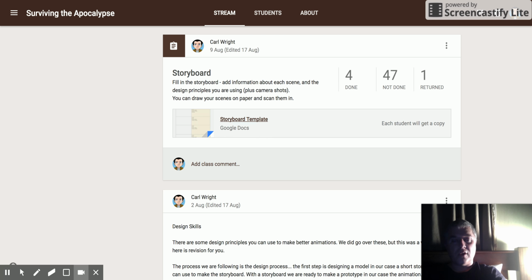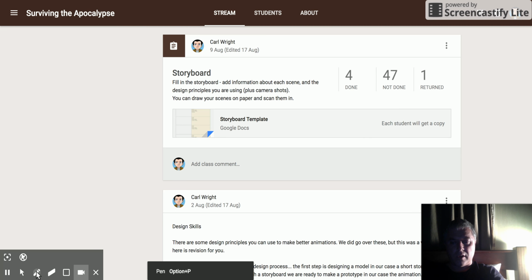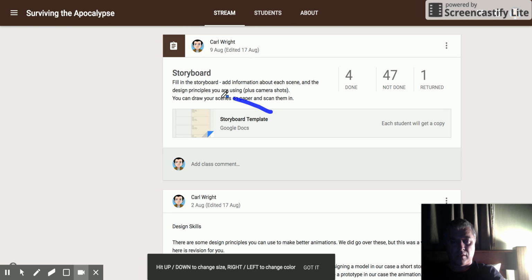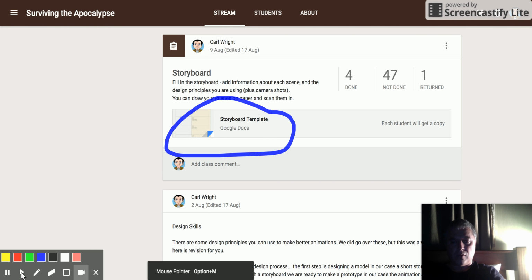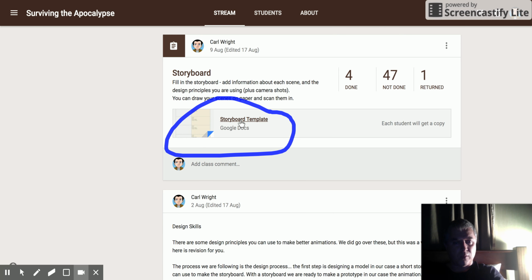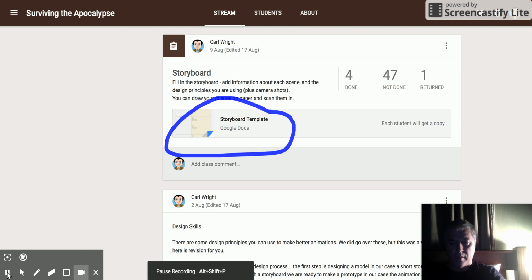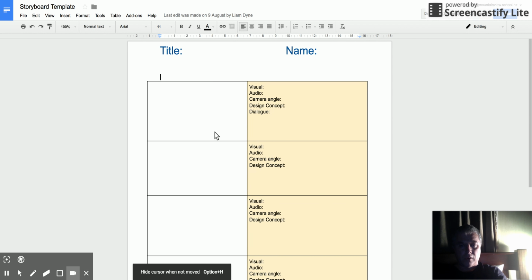Okay, I wanted to go into more depth with storyboarding. So we're going to open up the storyboard template and do some explanations more in depth about the storyboard. So I'll just open that up.